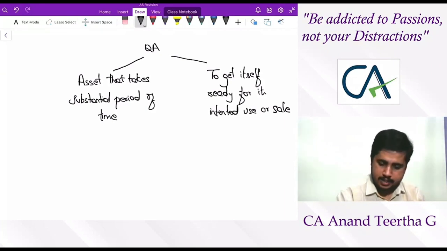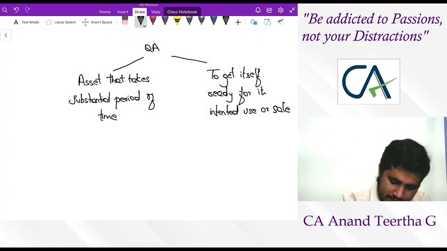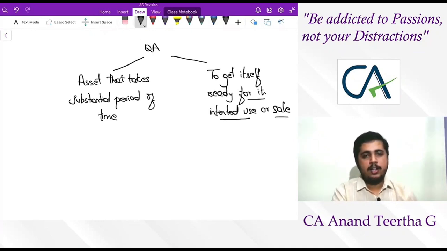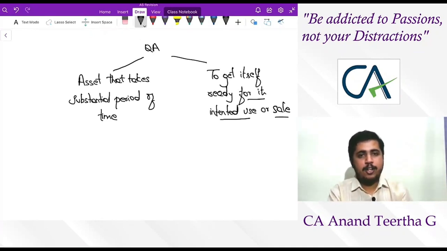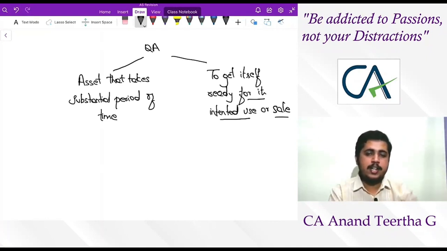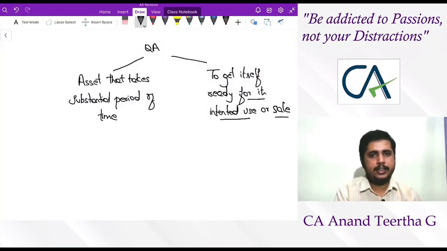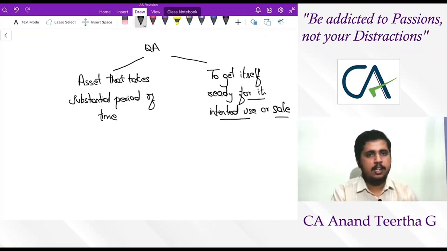Now, first on the right hand side, to get itself ready for its intended use or sale. It means what? Asset is getting ready for its intended use, it's a fixed asset, because you will use that asset for the purpose of production. On the other way around, for sale, if the asset is directly sold in the market, it is inventory, which means a qualifying asset can be both a fixed asset as well as inventory. It's not like only a fixed asset should be a qualifying asset.